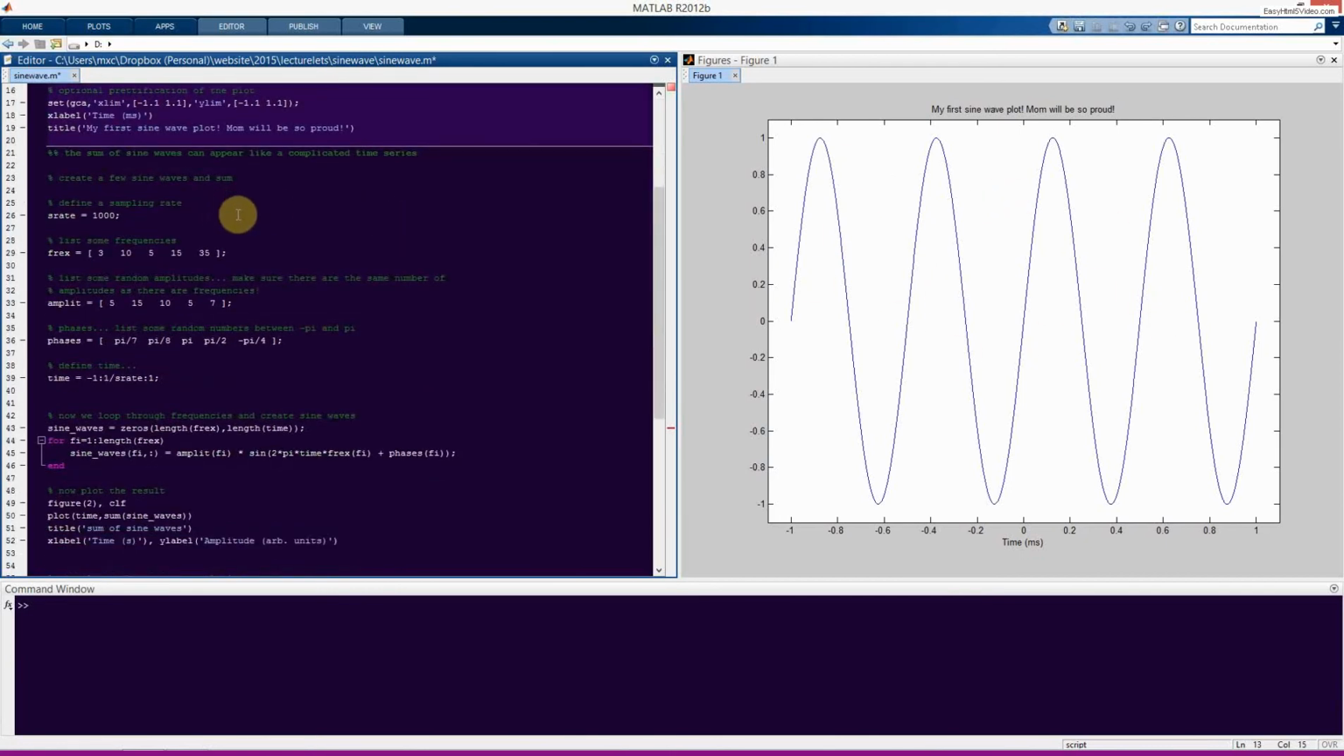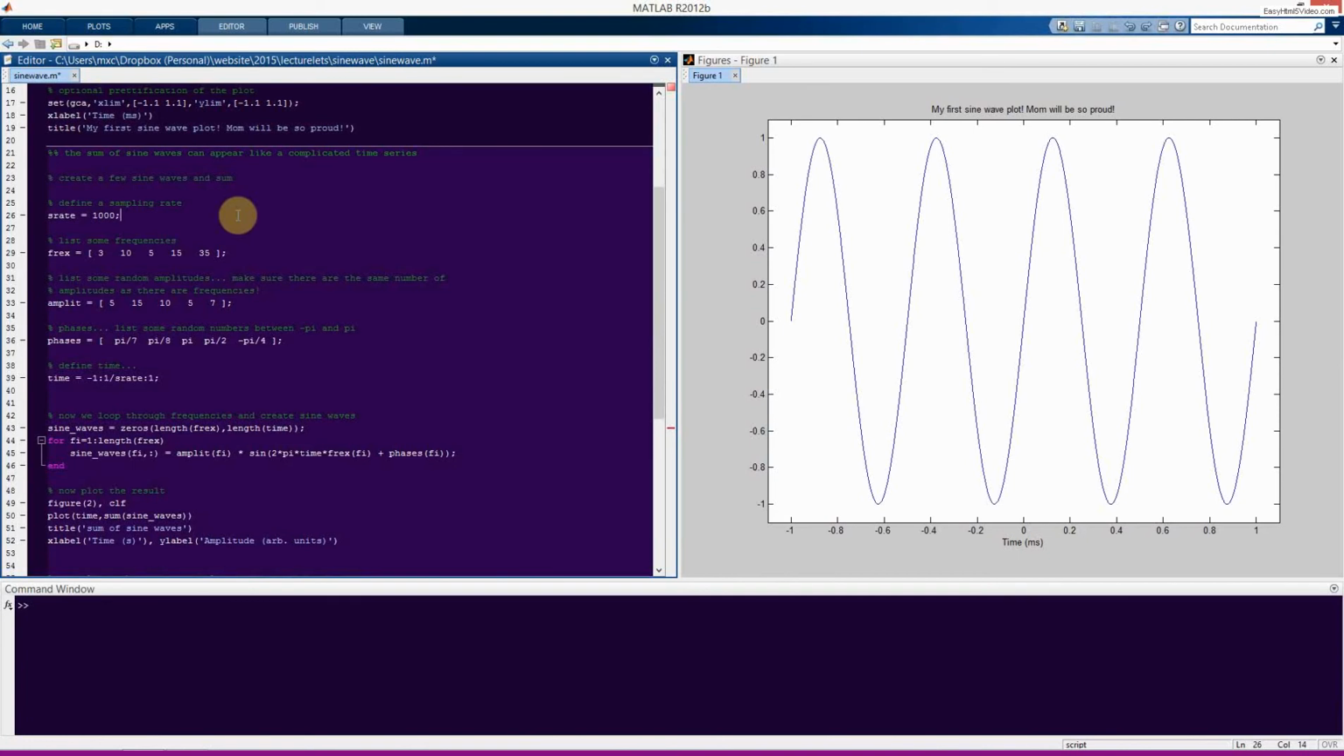Now what we want to do is create several sine waves and sum them together to get a slightly more interesting looking signal. So here I do define a sampling rate. Here I have a vector for frequencies, a vector for amplitudes, and a vector for phases. There are 5 elements in each vector because I'm going to create 5 sine waves. And so you can add more to this if you want, but just make sure that if you add another frequency, you also have to add another amplitude and another phase value.